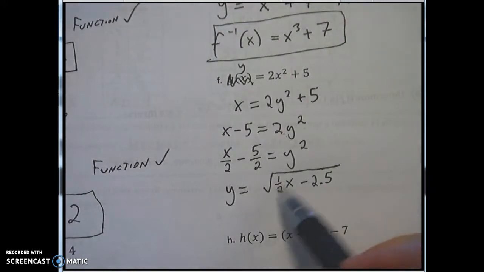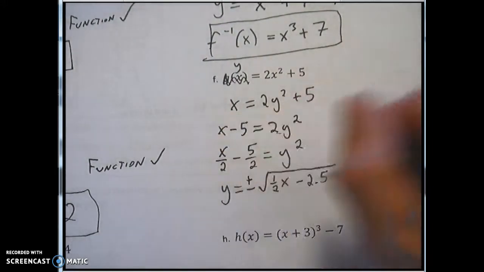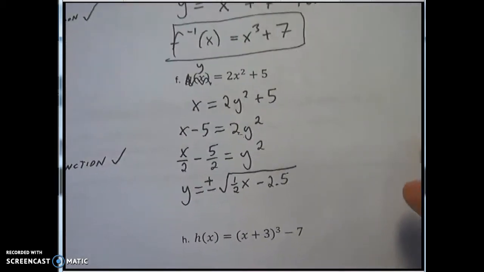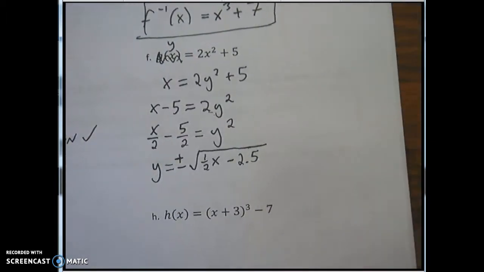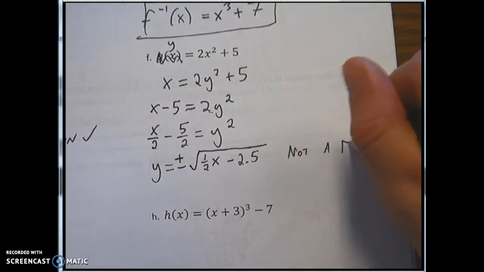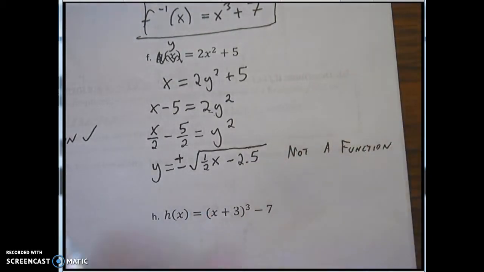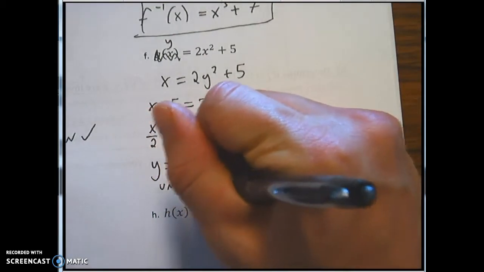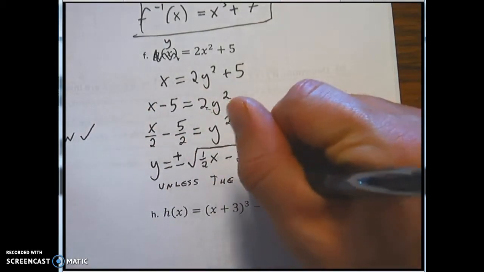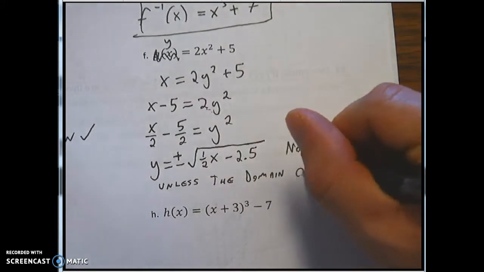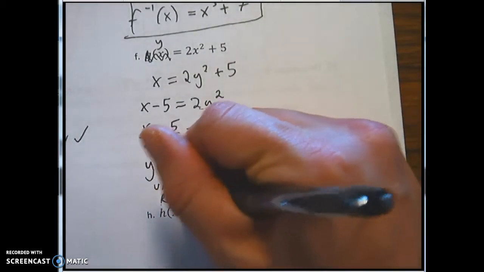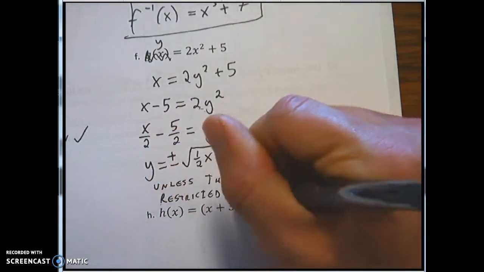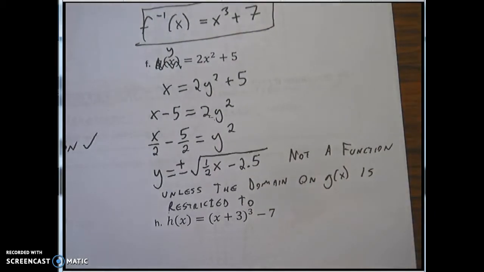But don't forget, anytime you take a square root, you've got the positive and negative square root in there. Is that a function? This one is not a function. The dead giveaway is the plus and minus right there. So I'm going to write, it's not a function unless the domain of g of x is restricted to, now here's the tricky part, we've got to figure out what it's restricted to.